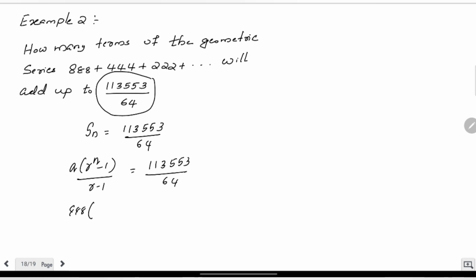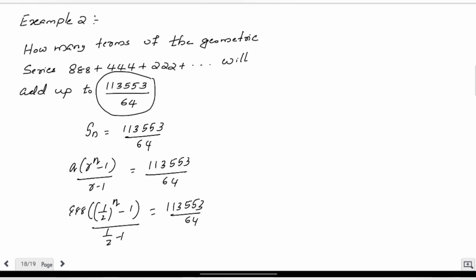Yes, a is the first term, that is 888. r is 444 divided by 888, which is going to be half, to the power n that you have to find, divided by half minus 1, is equal to 113553 divided by 64. See the inverse operations. If you know, just continue and at the end you will get the answer.